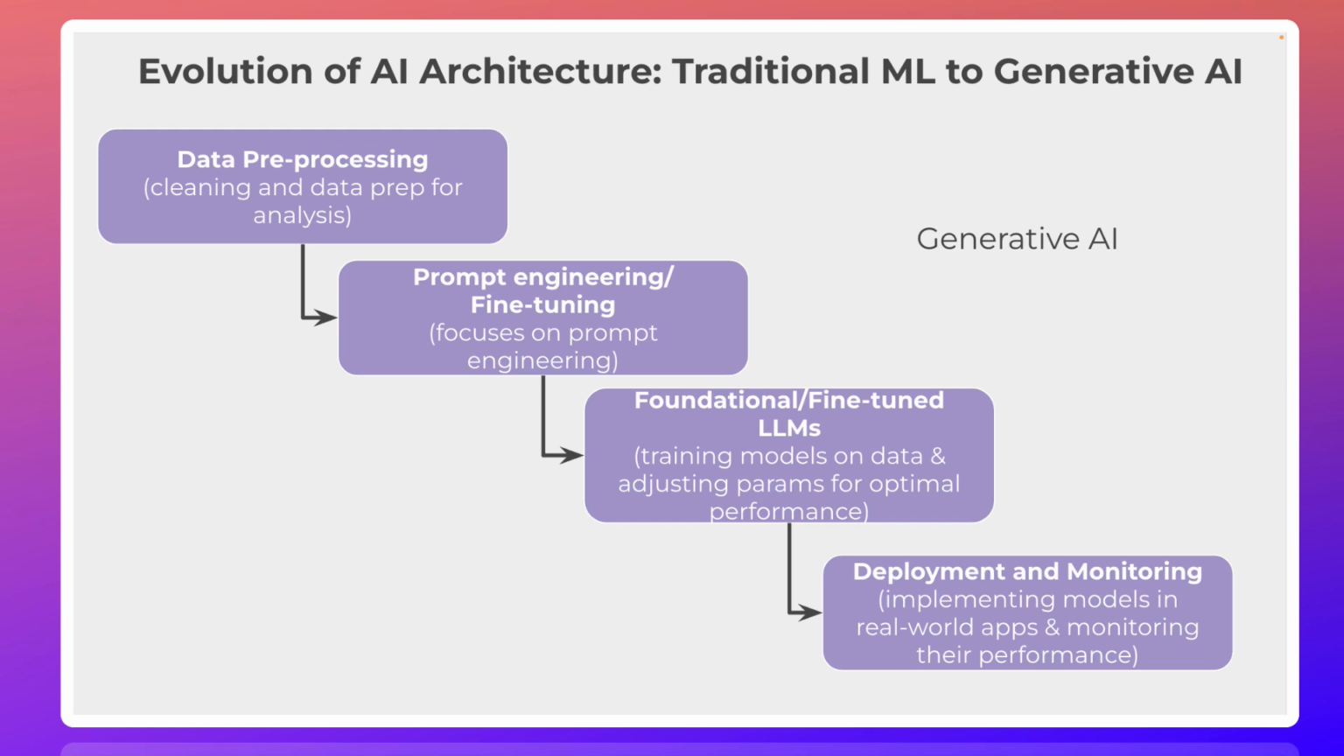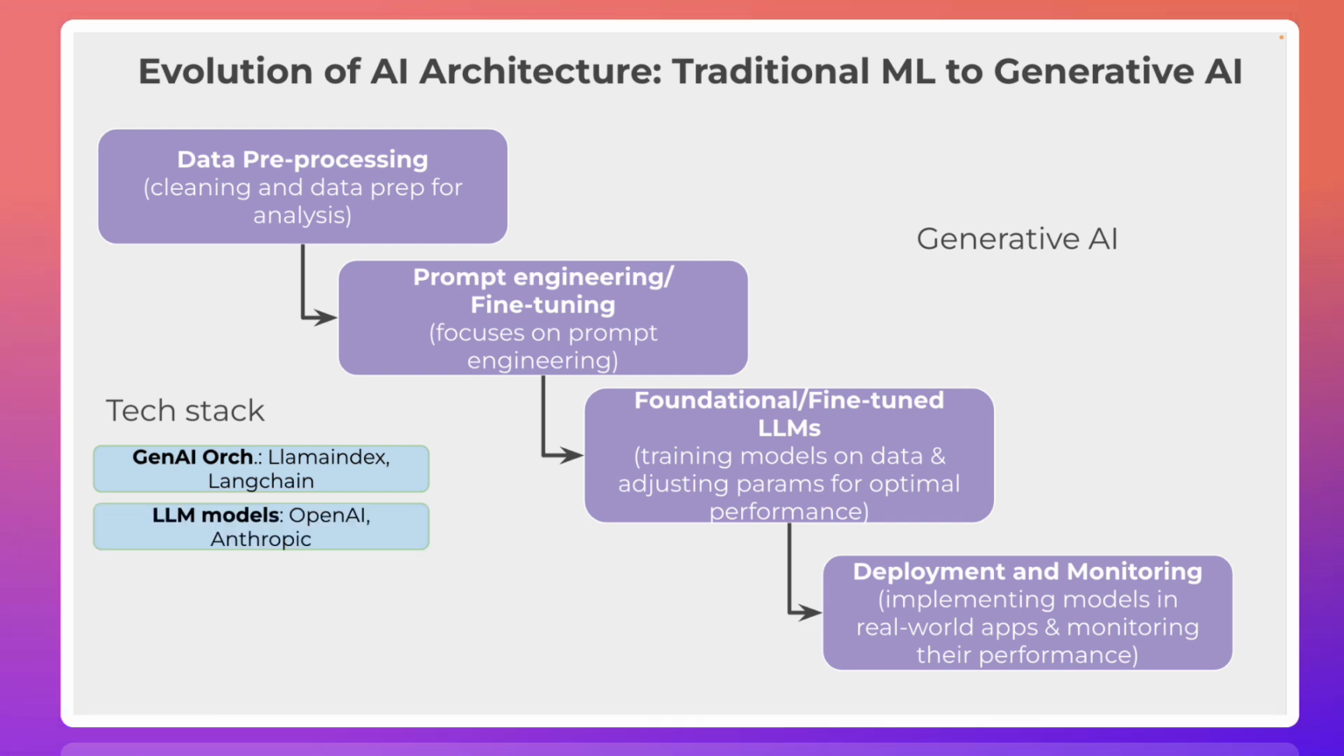Generally speaking, generative AI would have a tech stack that would include a GenAI orchestration. In this case, we would use Llama Index, or LangChain, or many others out there. And of course, at the center of everything we would have a large language model. Okay, would we use OpenAI models, or Anthropic, or many other models out there?